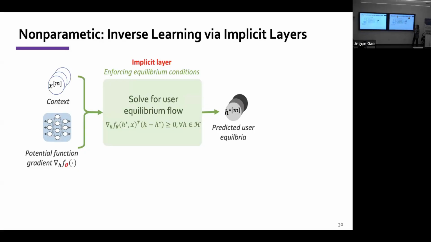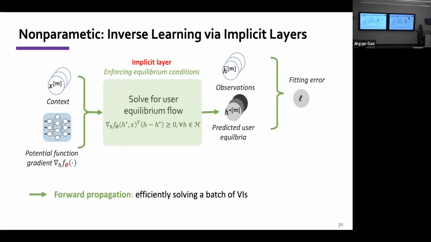And as mentioned, we have multiple samples, so we can compute the equilibria for multiple different samples in parallel, and by comparing our predicted flows and our observed flows, we can get a fitting error function. This is what we call forward propagation.